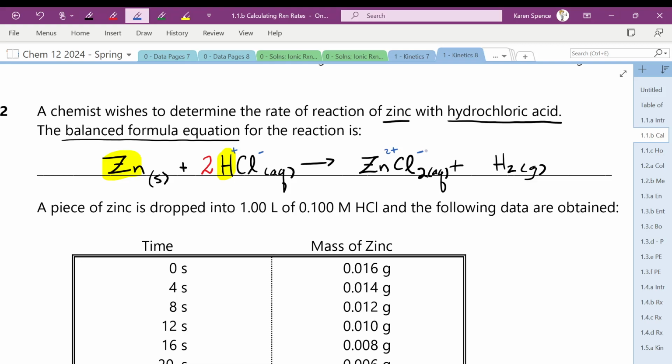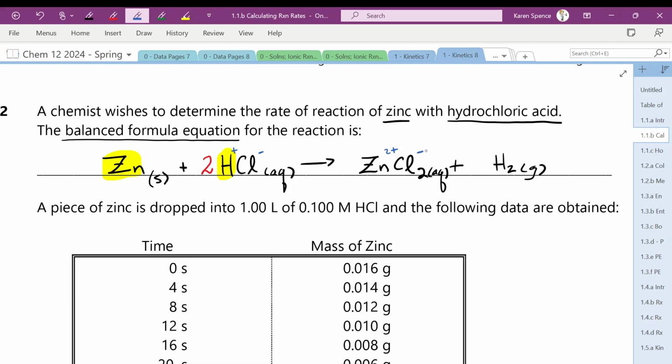So if I were asking you, what could you use to monitor the rate of this reaction? Could you use mass of zinc? Yes. Could you use concentration of hydrogen ion? Yes. Could you use concentration of chloride ion? No, because it's a spectator ion and it doesn't change. Could you measure volume of gas? Yes. Could you measure pressure of gas? Yes. Could you measure mass of the system? Yes. And by system, I mean the whole thing.